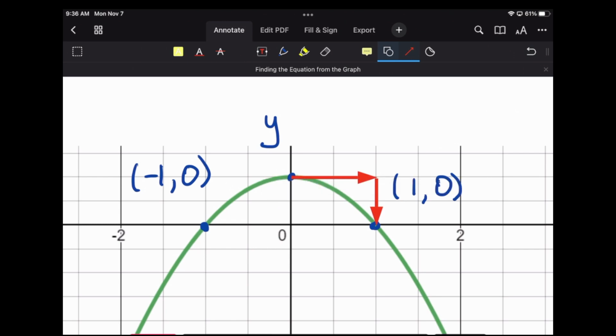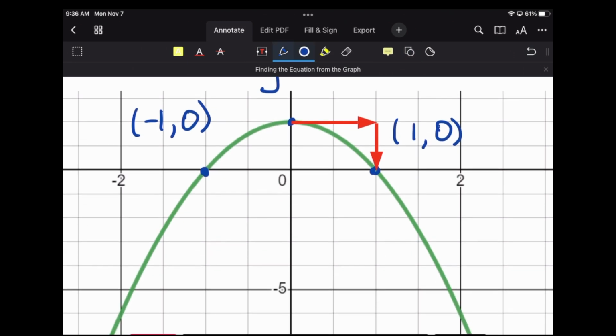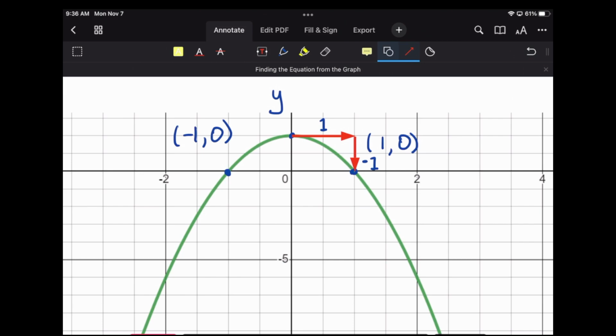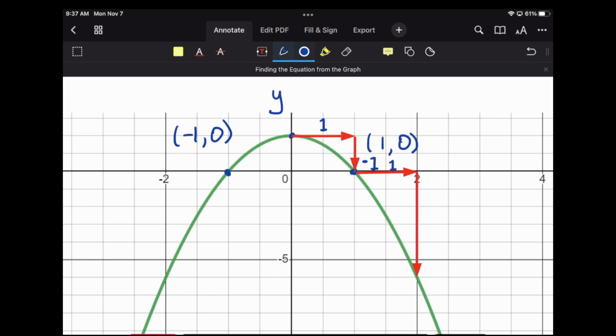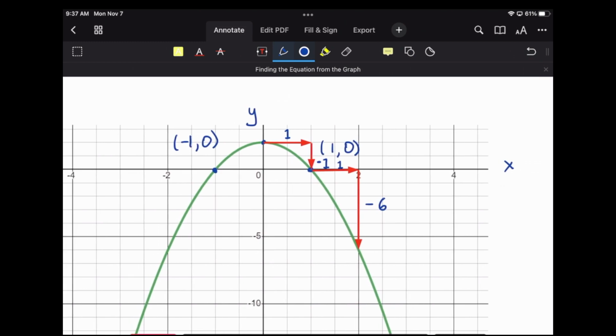So I'm going to go down, and let's confirm how big these squares are. So let's see, this is 0 to 5: 1, 2, 3, 4, 5. That means each square represents 1 unit. So in this case, we have gone over 1 and down 1. So I'm going to use a negative 1 to represent the down. Let's find our next step. I'm going to go over 1 unit to the right, and I'm going to go down until I hit my curve again. Oops. So we went over 1, and we went down 1, 2, 3, 4, 5, 6. So we're going to use negative to indicate that we are going down. Let's find one more step.